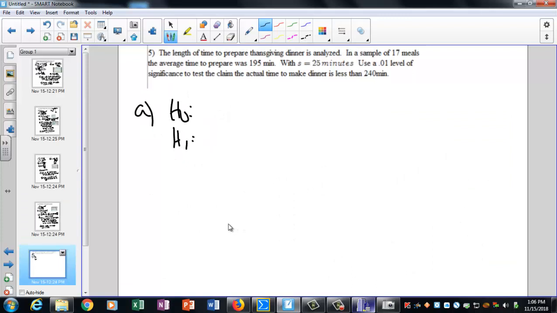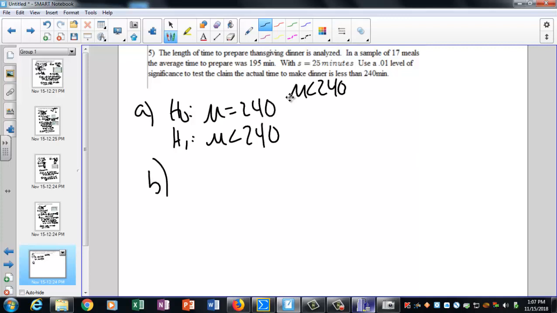Part A, H0 and H1. What is the claim? That it takes what? Less than 240, yes? So the claim is that mu is less than 240. Is that H0 or H1? So mu is less than 240. Mu is equal to 240. Part B, is this left tail, right tail, two tail?